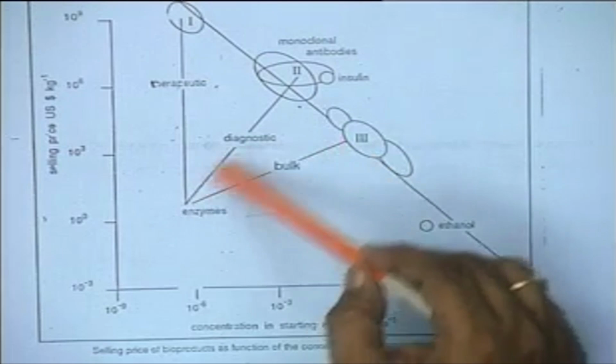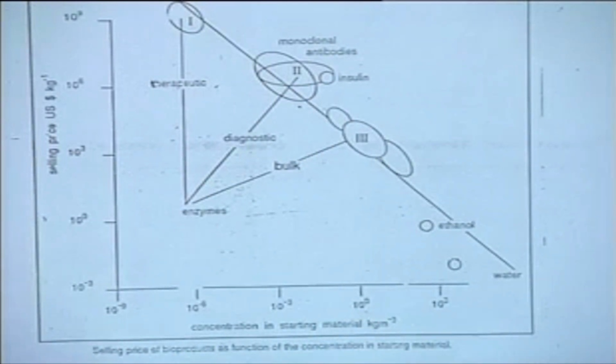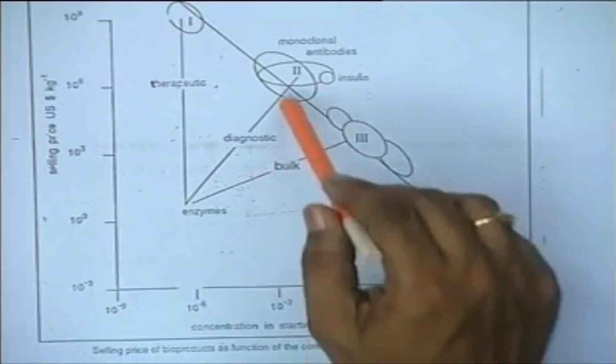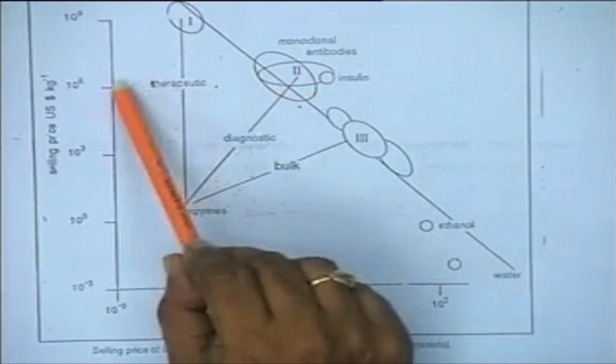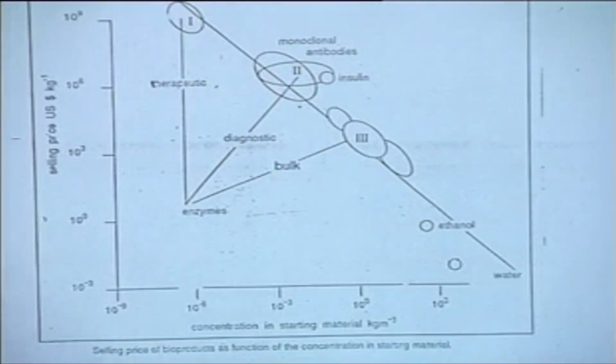The next category is diagnostic. It includes also the analytical enzymes. Here the concentration is of the milligram per liter, grams per meter cube level, much lower. Degree of purification required is also larger, because you will not like any contaminant to be detected by the protein contaminants present in the sample, and their cost is therefore significantly high, of the order of about 10 to the power 6 US$ per kg.